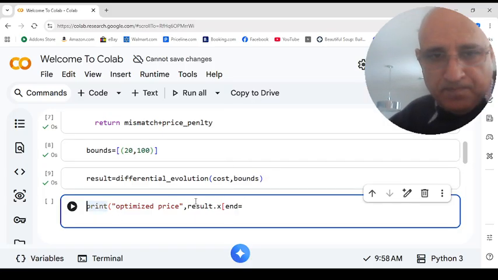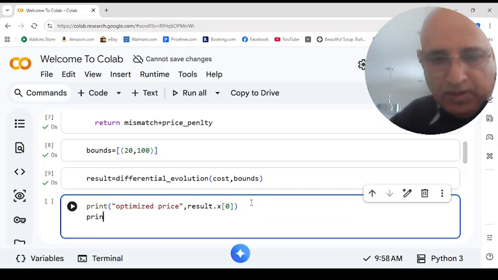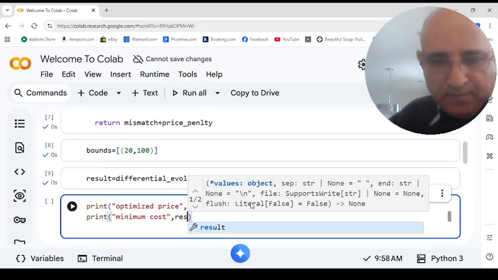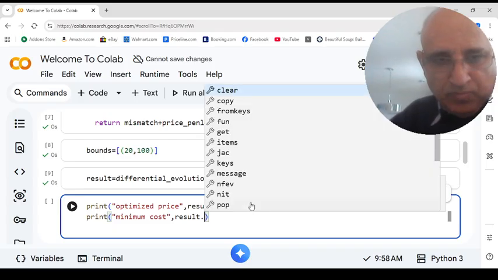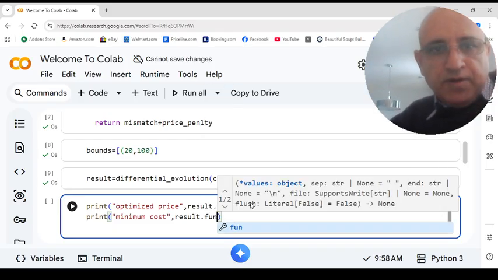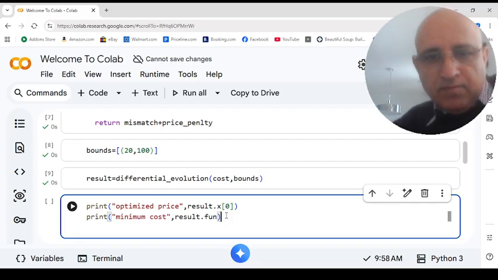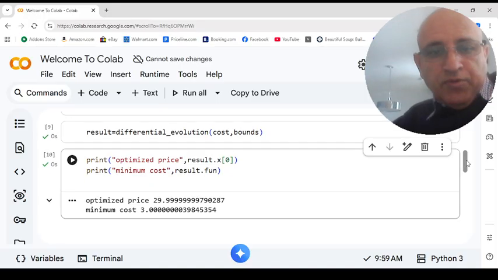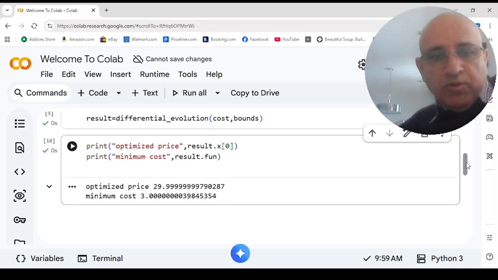and we can also print minimum cost. What is minimum cost? The sum of mismatch and price penalty. So it's giving us optimized price is almost 30 and the minimum cost is 3.